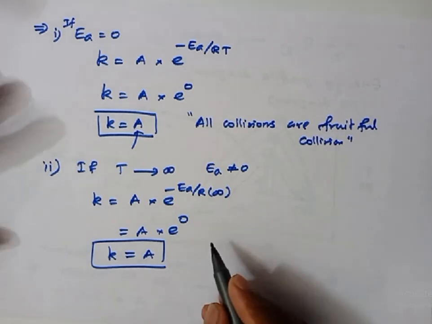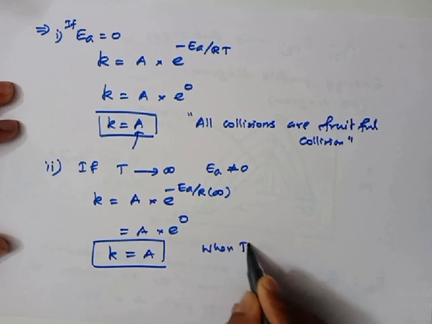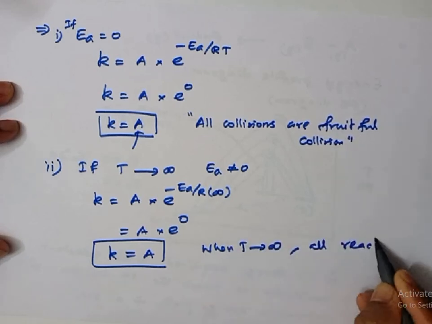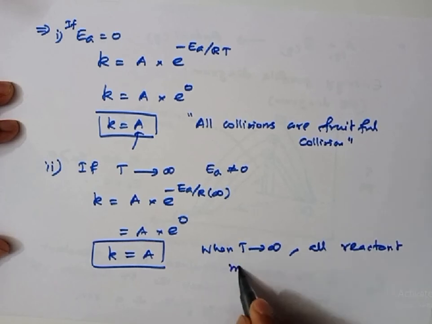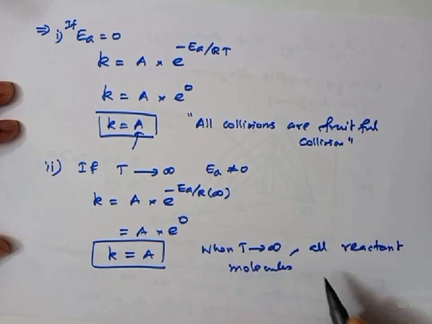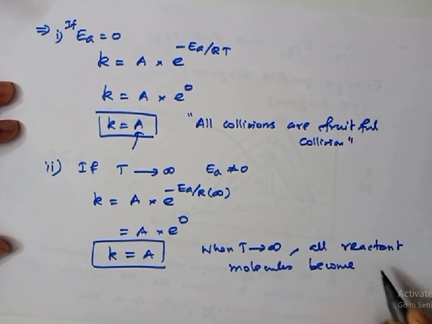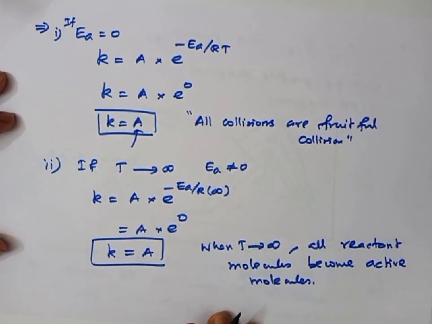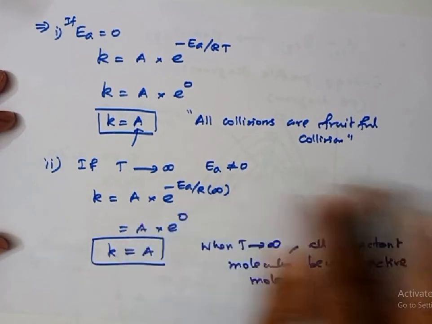When you go to infinitely high temperature, all reactant molecules become active molecules. Under this condition, when temperature approaches infinity, all reactant molecules become active molecules. Therefore all collisions lead to product.